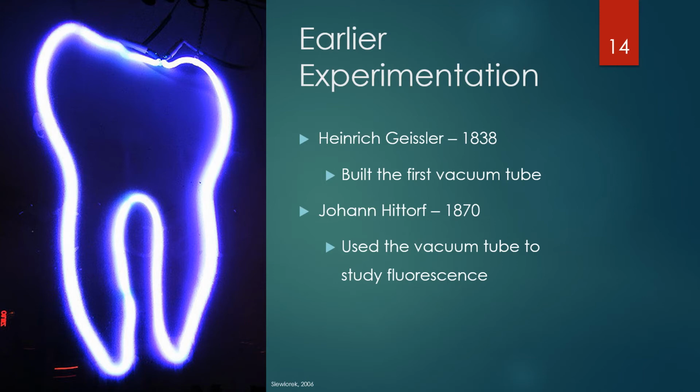Then Johann Hittorf in 1870, and he used the vacuum tube to study fluorescence. Hittorf becomes the first scientist to calculate the electric capacity of ions, which is very important in understanding how those ions are able to take radiographs. So thank you to Hittorf as well.